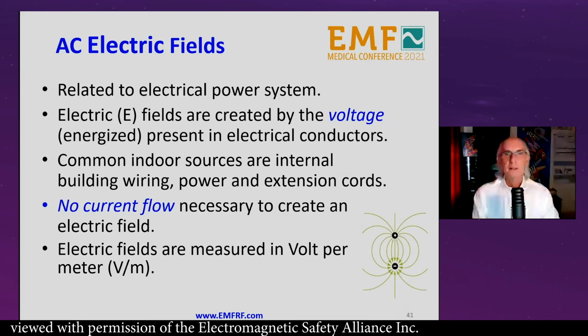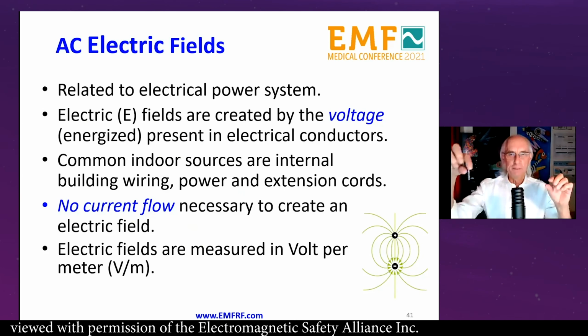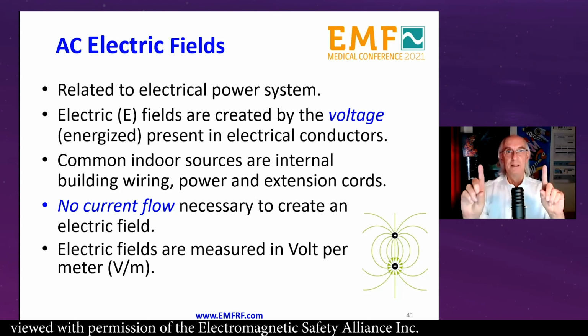The electric fields, contrary to the magnetic fields, are actually created by the voltage being present. What's that? Let's get back to the analogy of the water pipe. We have the water pipe with the spigot, and when we turn it on, the water flows and we get the magnetic field. But if we turn it off, there's no flow. What we still have is water pressure. And that pressure is the same thing as the voltage in an electrical system.